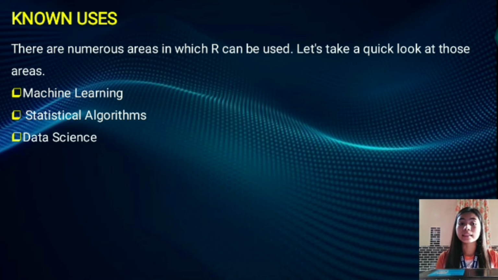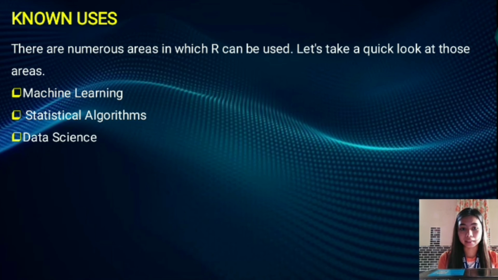Next, statistical algorithms. For statisticians, R is a very popular programming language. It includes over 9,000 packages that can perform almost every statistical problem imaginable. But it isn't limited only to statisticians. Researchers of many kinds can use the language to analyze data from numerous sources.